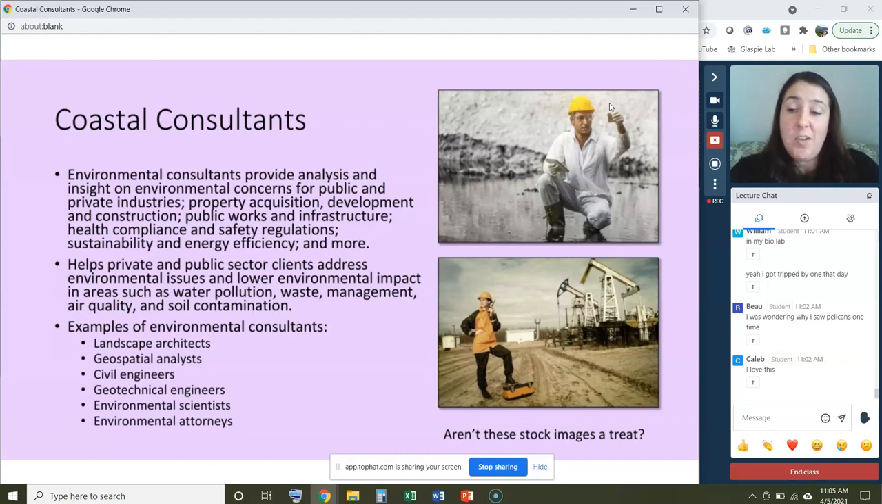And a team of these individuals with different backgrounds will work together to solve these issues. And so you don't have to have experience in all of these, but if you do have an interest in at least some of these, you might want to consider working as an environmental consultant. It's a cool job.